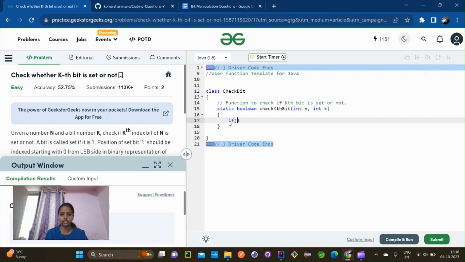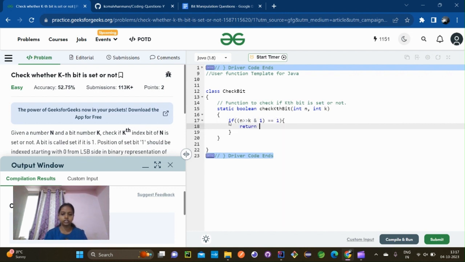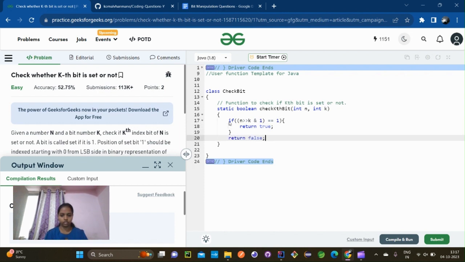What we are going to do here: first, n, right shift by k times, and then AND with 1. Okay. If it is 1, then we are going to return true, else we are going to return false.